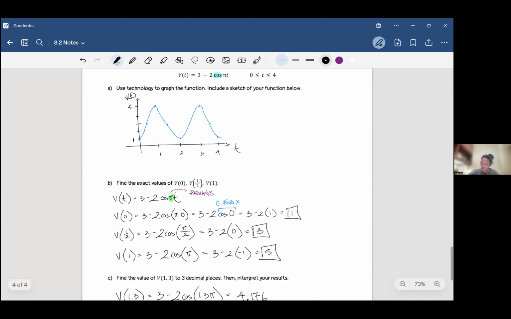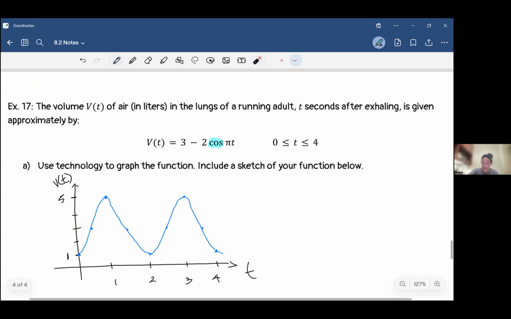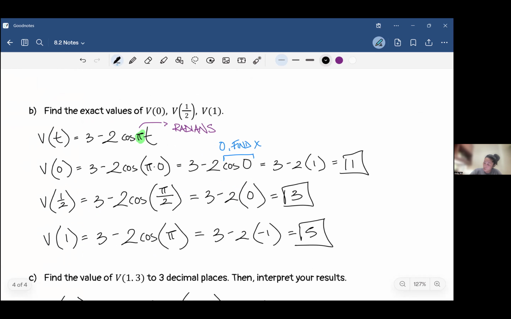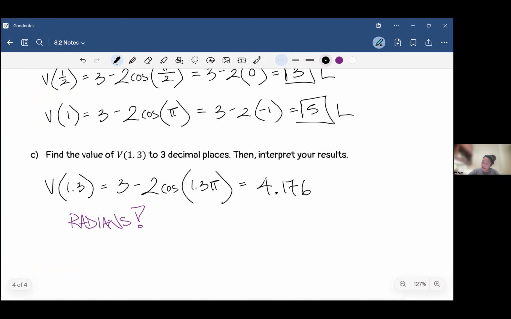We want to actually know what that means too. Okay. So let's go back for a moment and read the question again. So v of t talks about the volume of air in the running adult's lungs. Okay. So what does that mean? Like this 1 means this is 1 liter of air in someone's lungs. This 3 is 3 liters of air inside someone's lungs. This 5 is 5 liters of air inside someone's lungs.